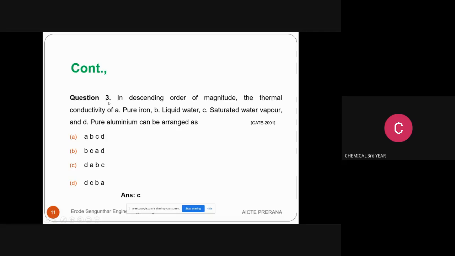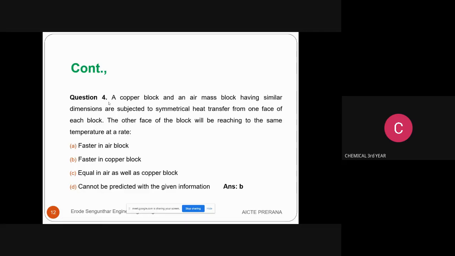Clear. Then we are moving into the fourth question. A copper block and an air mass block having similar dimensions are subjected to a symmetrical heat transfer from one phase to the other in each block. The other phase of the block will be reaching the same temperature at a rate. See, the first one is the copper block, right, and the other is air. We all know that in the copper block the transfer will be high. They are asking about the other phase of the block reaching the same temperature at the rate. Which one will reach very fast? The copper block, because it has the higher thermal conductivity.